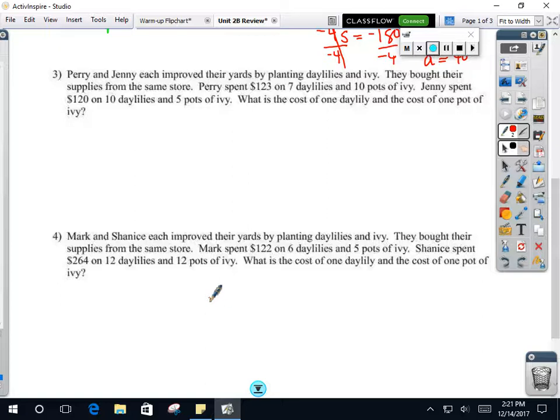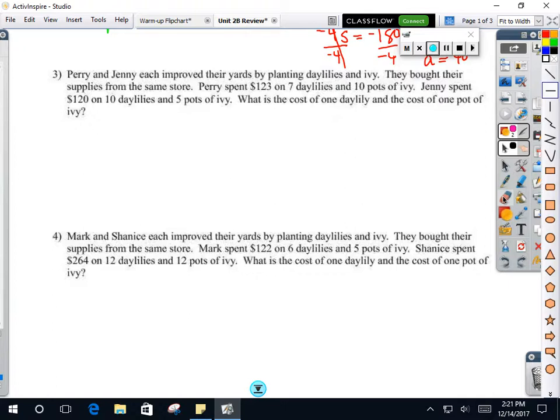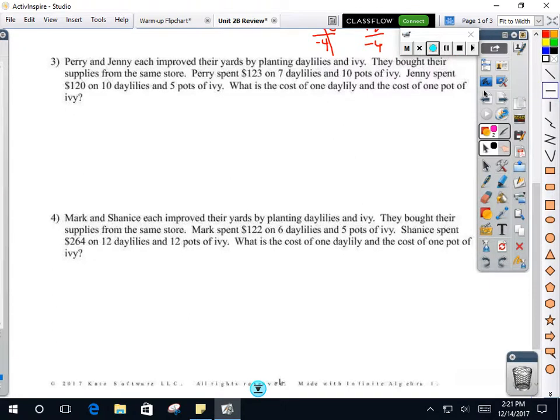Perry spent $123 on 7 daylilies and 10 pots of ivy. Jenny spent $120 on 10 daylilies and 5 pots of ivy. What is the cost of 1 daylily and the cost of 1 pot of ivy? So they're wanting to know the cost of 1 daylily and the cost of 1 pot of ivy.